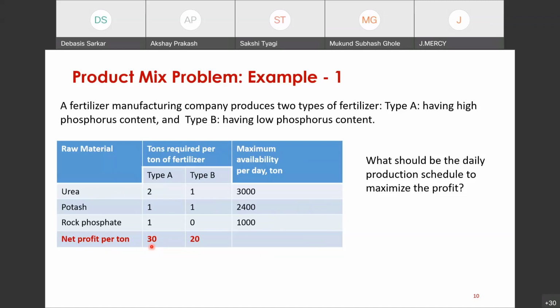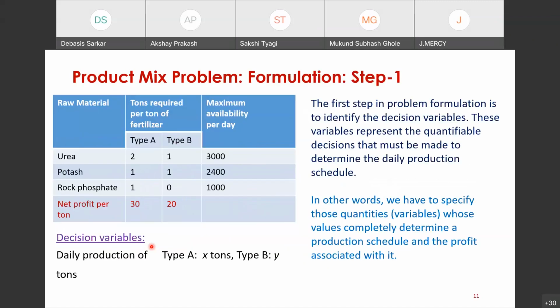So the question we now ask is, what should be the daily production? What it means is that daily how much of type A fertilizer I will produce and how much of type B fertilizer I will produce, such that my profit is maximum and my product set must satisfy all the conditions that are stated in this table. So how do I formulate the problem?